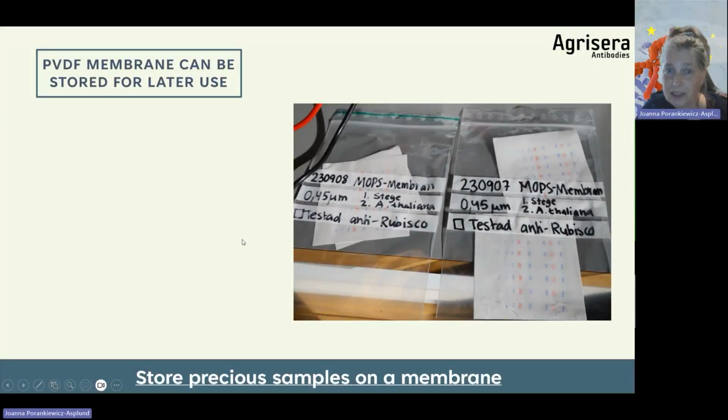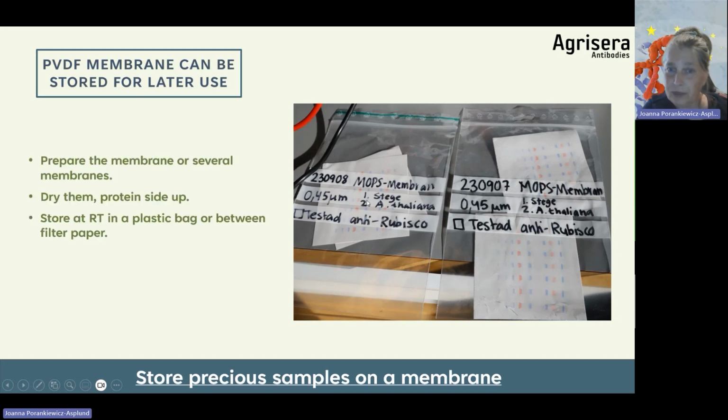We are also storing our PVDF membranes for up to 6 months after they have been dried, and then we are using them later within 6 months. So one can prepare the membranes in advance. If you have some precious set of samples, they will be actually pretty safe when they are stored on a membrane, as you can see here.